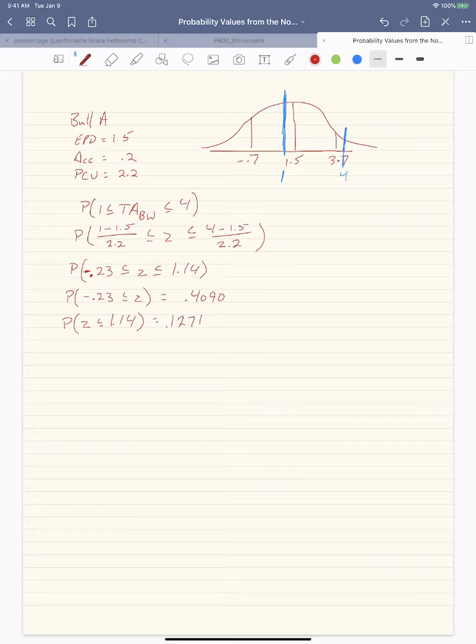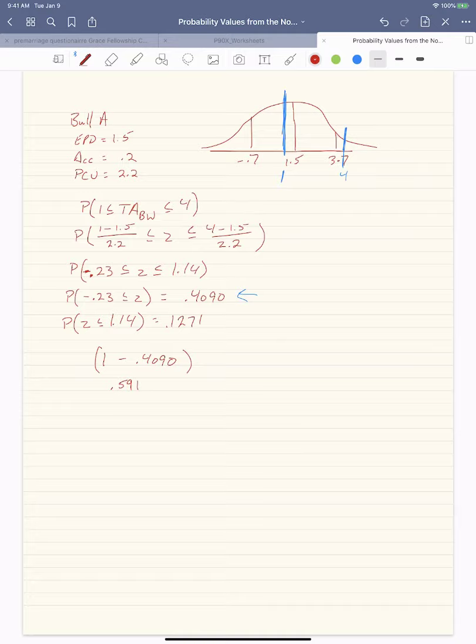So now, remember, this tells us everything under the curve over here to the left, and we don't want that. So what we're going to do is 1 minus 0.4090, sorry guys, 1 minus 0.4090, and that is going to give us 0.5191.